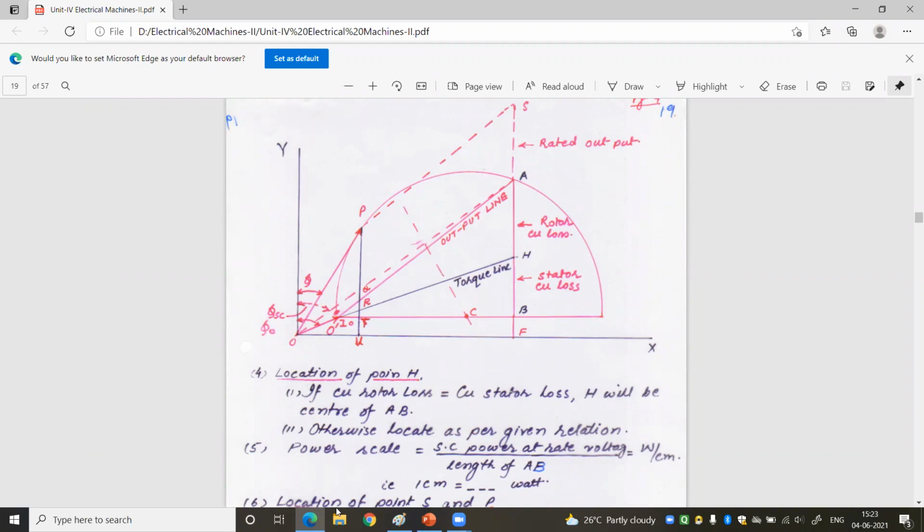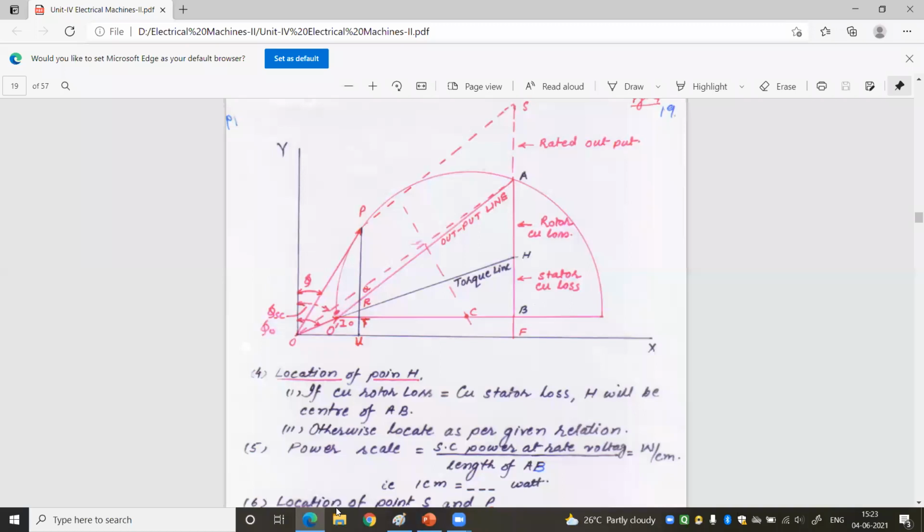Now from point A, draw a line parallel to the y-axis till the end of this line. So this is AHF, with F the end point, where the location of H depends on this: if the stator copper losses are equal to the rotor copper losses, then H will be the center. Otherwise, H will be as per the given data.